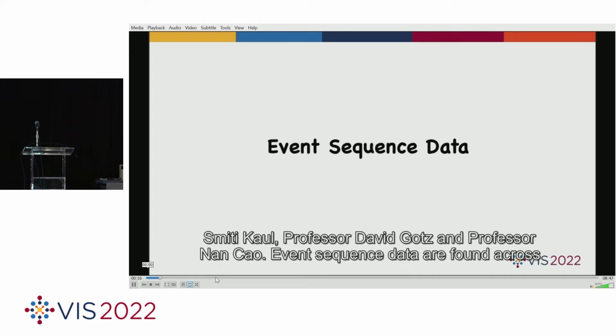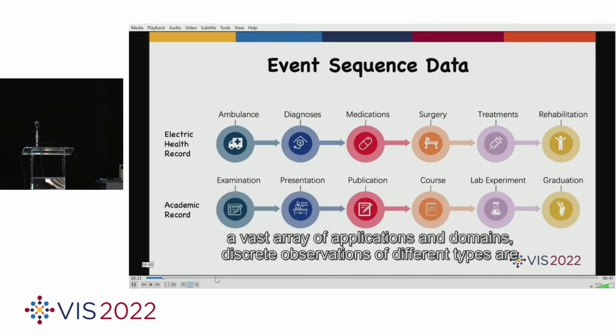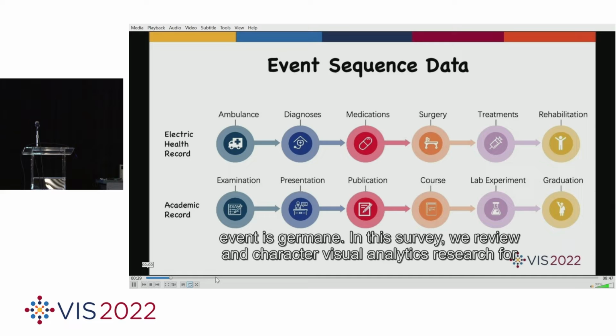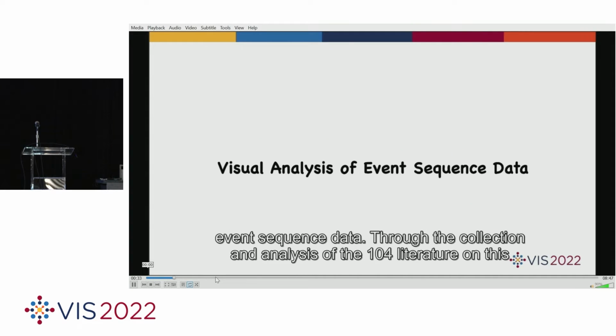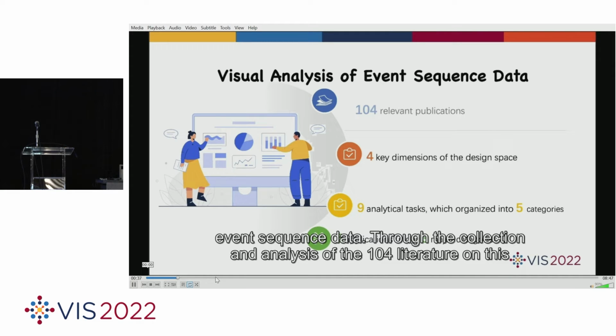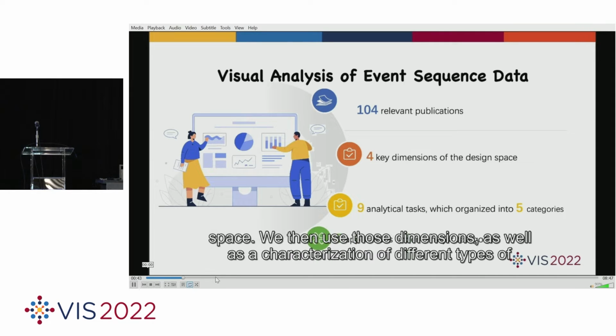Event sequence data are found across a vast array of applications and domains. Discrete observations of different types are collected over time and arranged in sequences based on the specific entity for which the event is germane. In this survey, we review and characterize visual analytics research for event sequence data. Through the collection and analysis of the 104 literature on this topic, we identify 4 key dimensions of the event sequence visual analytics design space.